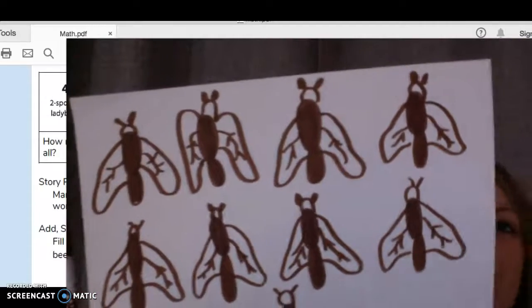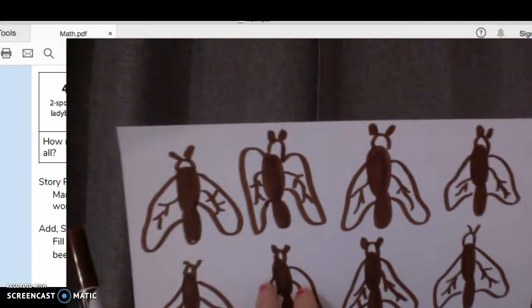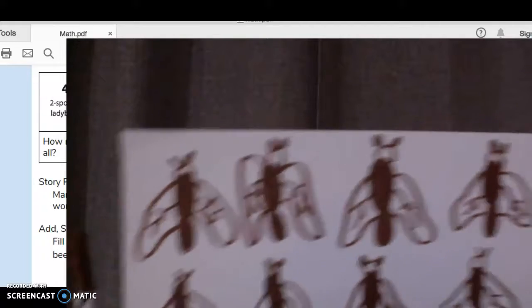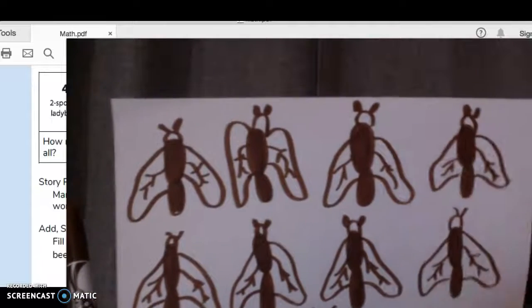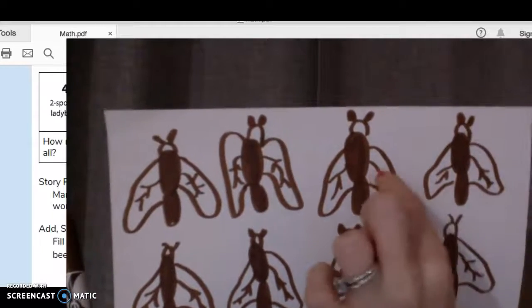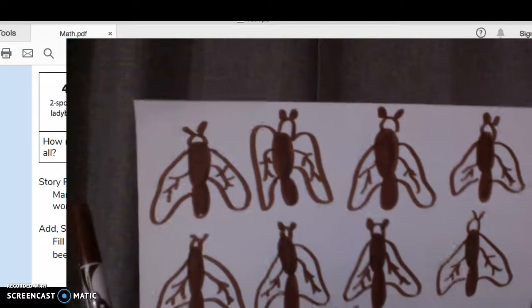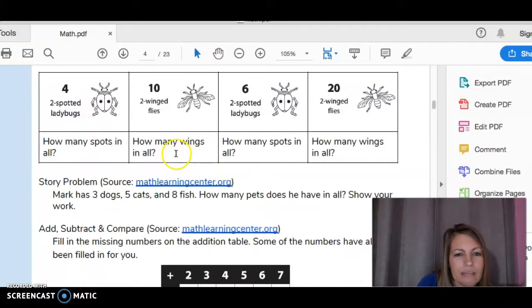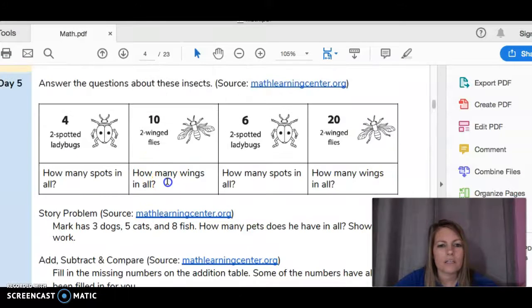Well, if we add up all the wings, we've got 2, 4, 6, 8, 10, 12, 14, 16, 18, 20. So I counted by 2s because I thought that was easiest since each fly has 2 wings, but you could have gone 1, 2, 3, 4, 5, 6, 7, 8, 9, 10, 11, 12, 13, 14, 15, 16, 17, 18, 19, 20. So if I go back to my worksheet, how many wings do they have in all? They had 20 wings in all.